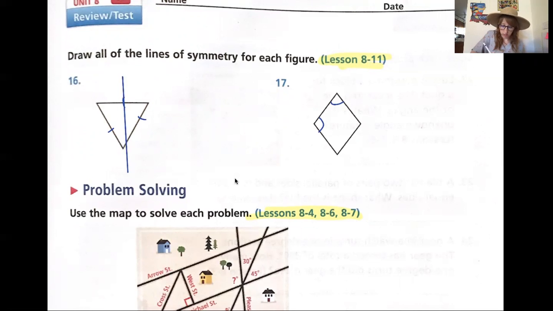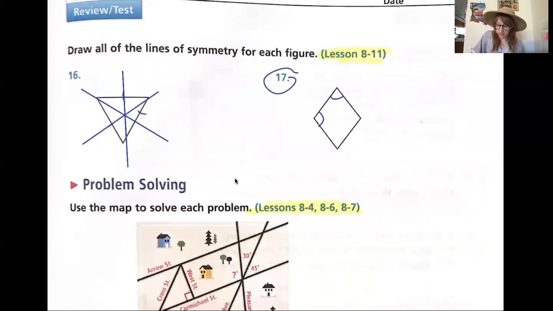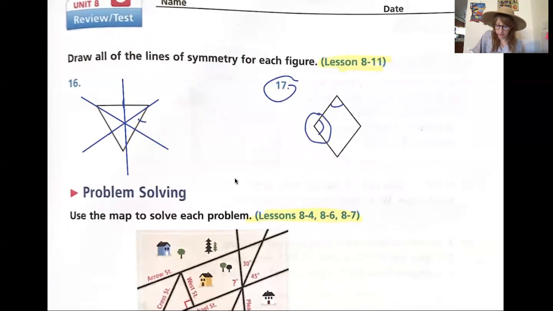1, 2, and 3. So just paying close attention to that. Those are all equal side lengths and the angle measures are equal. But when we look at 17, we notice that we have an obtuse angle here and an acute angle here. So there's only 2 lines of symmetry and they're going to go vertically and horizontally.